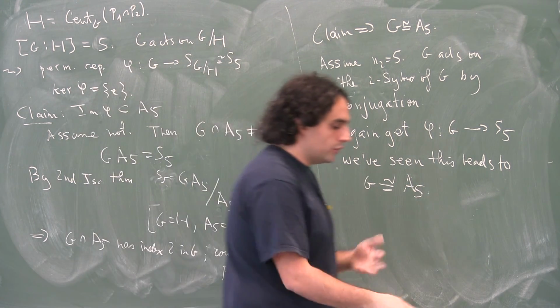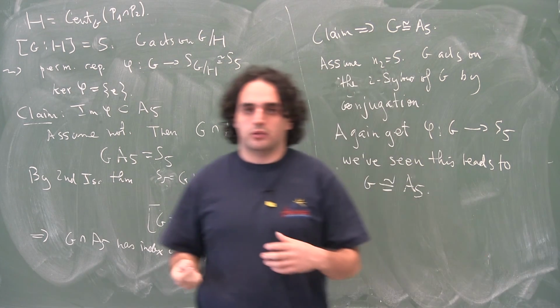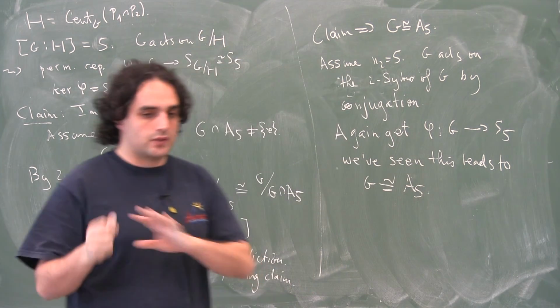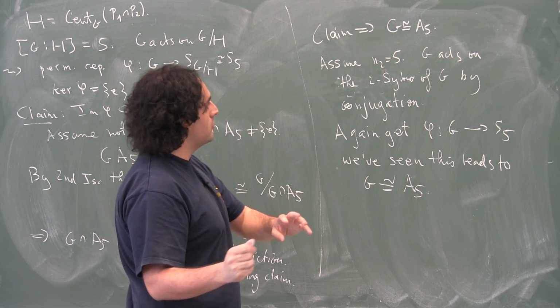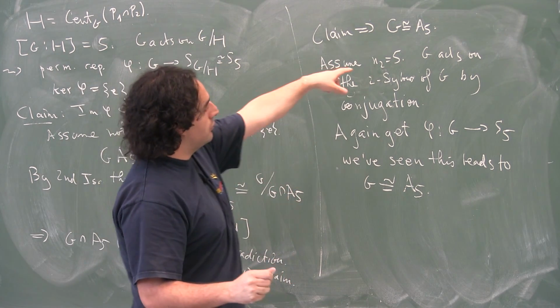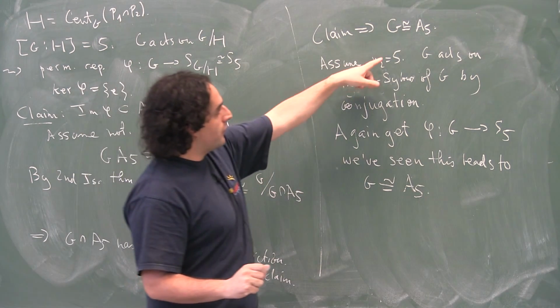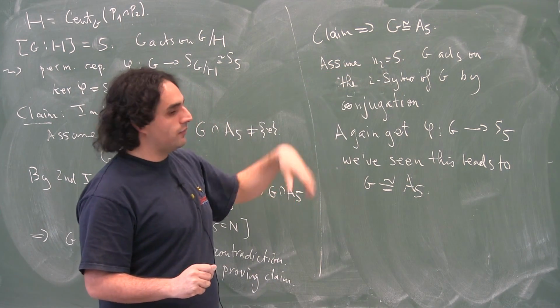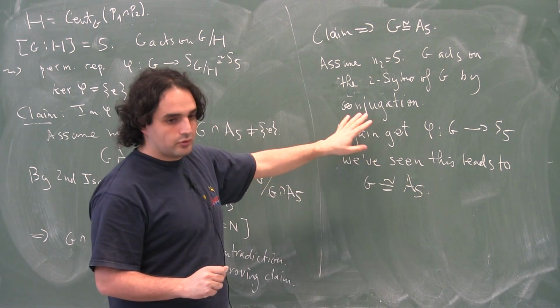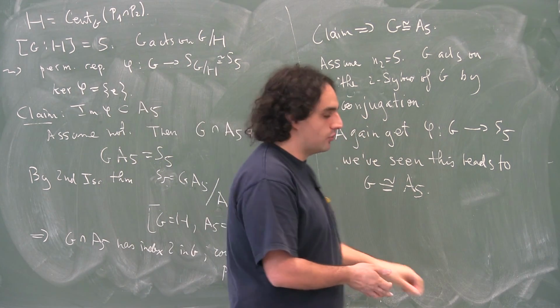Okay? So if we don't want to use that the number of 2-Sylows in A5 is 5, that's not a hard fact. But if we don't want to use that, we argue as follows. N2, the number of 2-Sylows in G, is either 5 or 15. If it's 5, then G is isomorphic to A5. And if it's 15, then G is isomorphic to A5. In any case, G is isomorphic to A5.